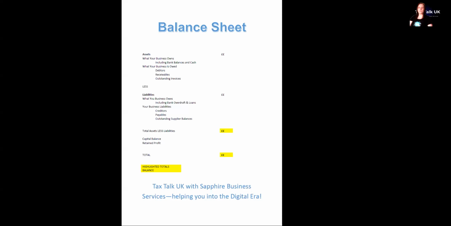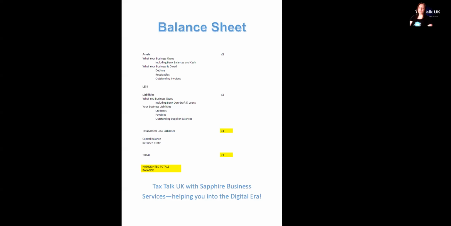But what if your customers don't pay you straight away, or you don't pay for your supplies straight away? You can see on the balance sheet we have debtors and creditors. These are the customers that have not yet paid you and the suppliers that you have not yet paid. So from an accounting point of view, in your actual balance sheet, all we need to know is the total amount of the customers that are outstanding or the suppliers that are outstanding.